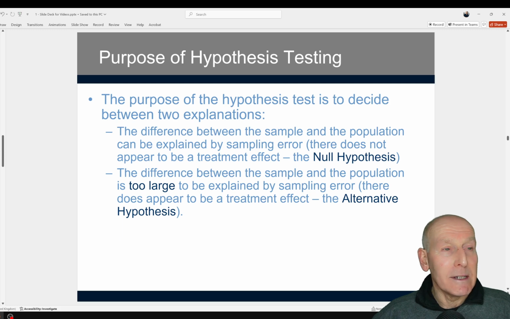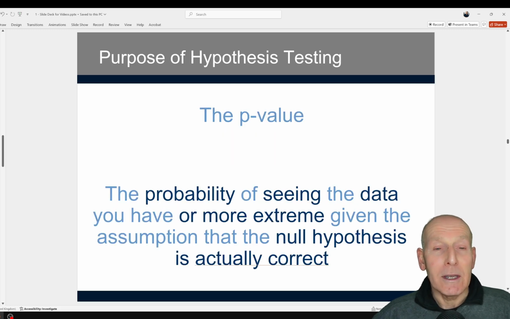Based on this, we have a definition for what a p-value is, and p stands for probability, and this is the probability of seeing the data you have or more extreme, given the assumption that the null hypothesis is actually correct. So this is going to be quite important, and we're going to be coming back to this when we do a little experiment in a short period of time to try to show this effect.